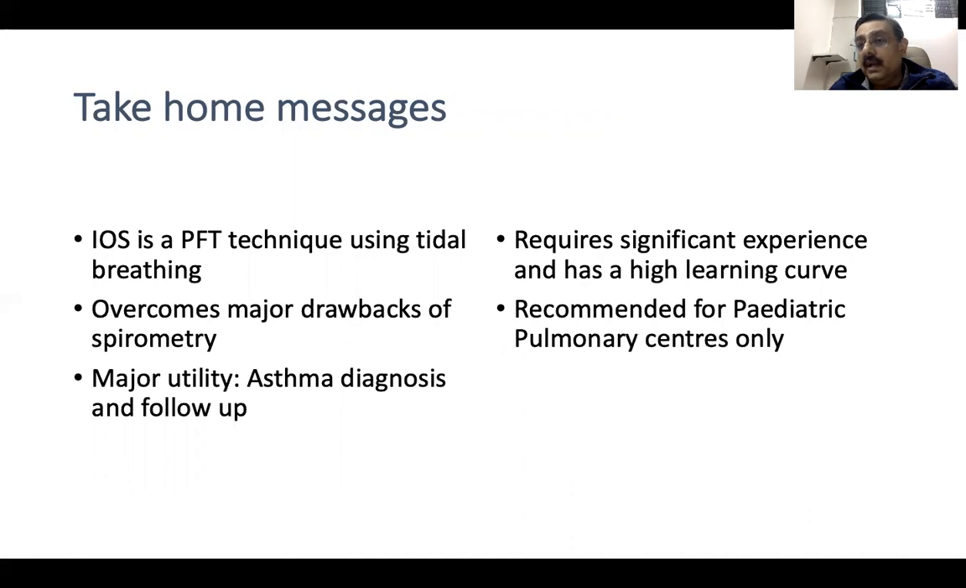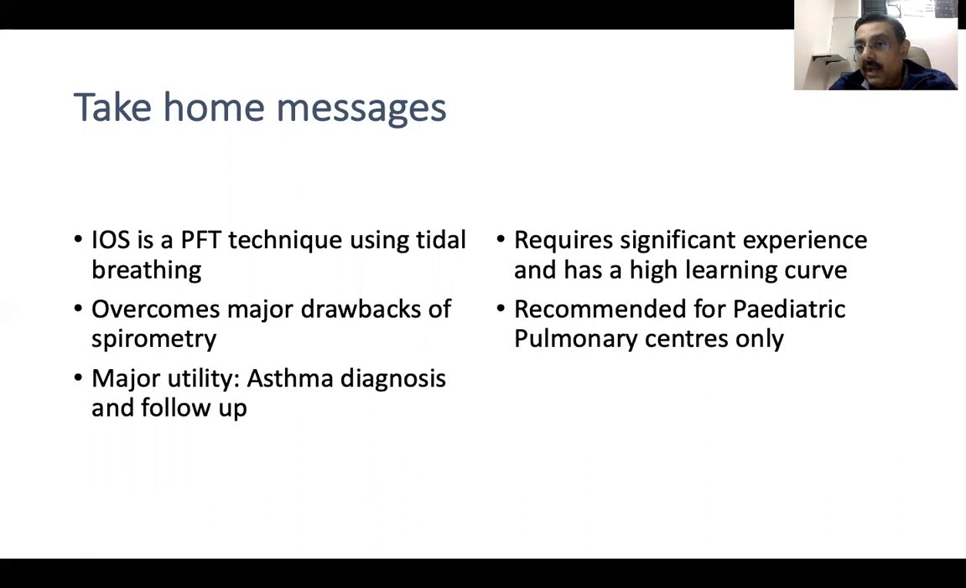So I'll end here with some take-home messages. PFT and IOS is something which is coming up. It is a useful modality, it uses a tidal breathing maneuver, and it overcomes the major drawbacks of spirometry. The major utility at the moment is in children who present with chronic cough, suspected asthma, diagnosis, and asthma follow-up. It does need significant experience, and it has a high learning curve. It takes 6 months to a year to get used to it, to understand what's right, what's not right, what's going wrong.